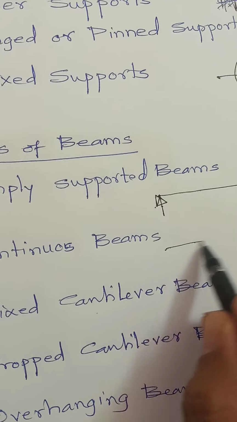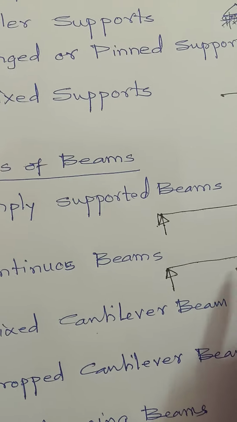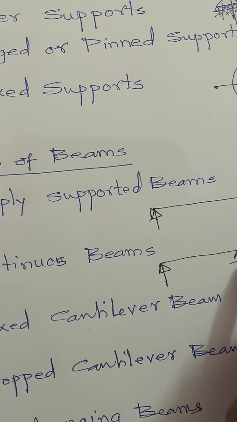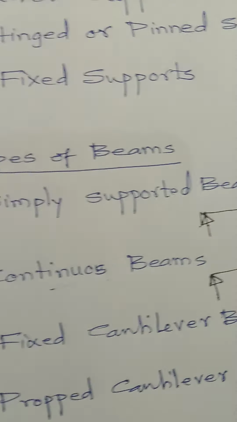So the second one is the continuous beam. It will have more than one span. The span is nothing but the distance between one support to another is nothing but one span. When it is having more than one span, it will be called as a continuous beam.